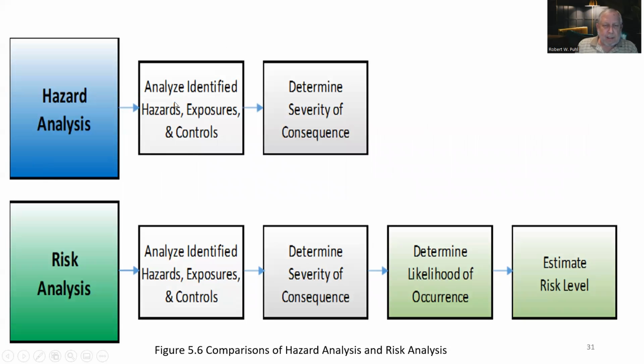So the hazard analysis: hazards identified, hazards, exposures, and controls, determine severity of consequences. That's your hazard analysis. Now the risk analysis does the same thing, but carries it two steps further. Determine likelihood of occurrence and estimate the risk level.